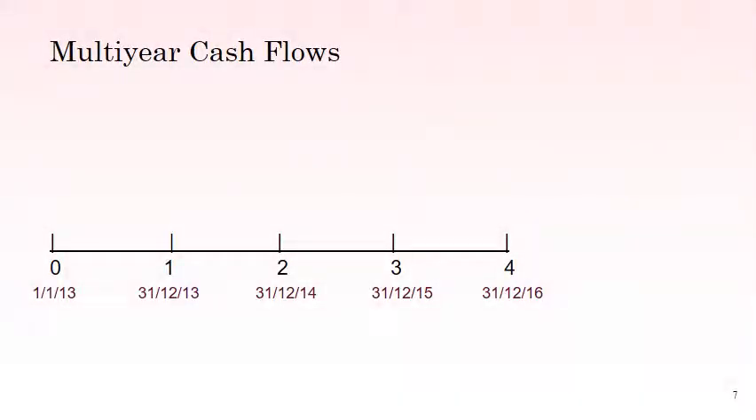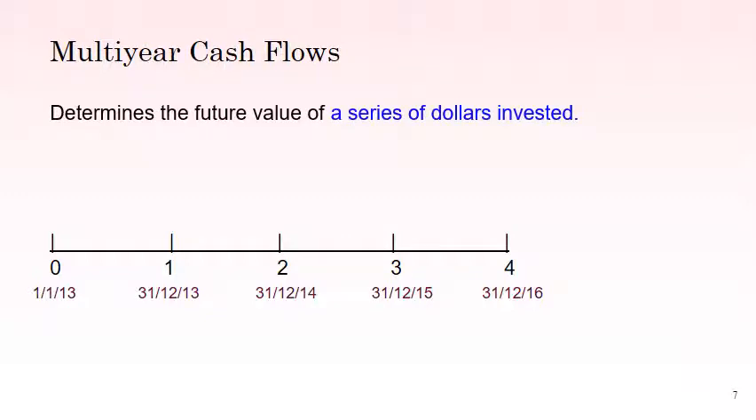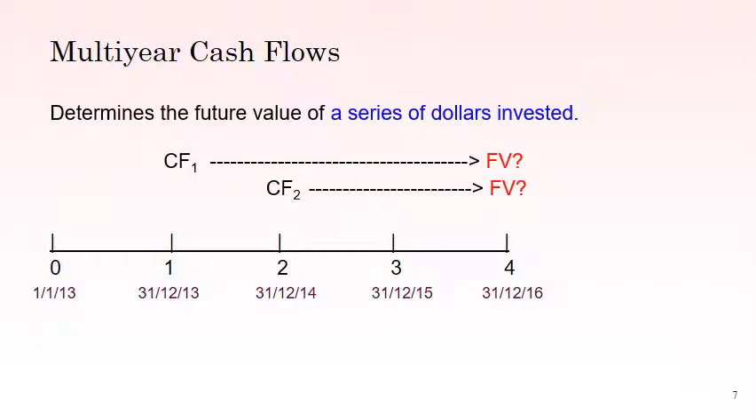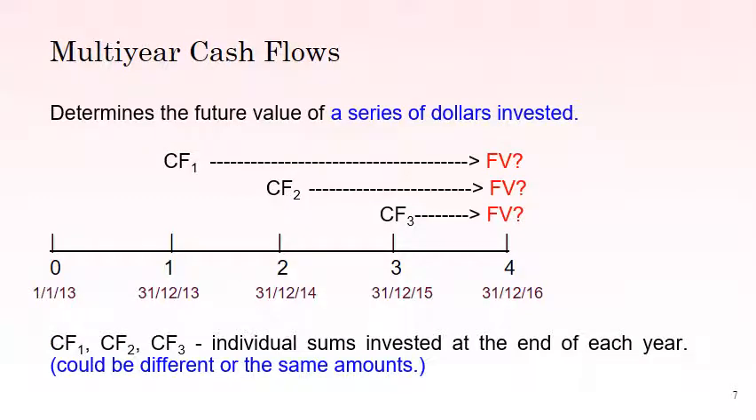Multi-year cash flow determines the future value of a series of dollars invested. So you have cash flow at time 1, CF1, CF2, and CF3. Usually the 3 cash flows are of different amounts. CF1, CF2, and CF3 are individual sums invested at the end of each year. They could be the same or different amounts. After that, you add up all 3 figures, and you find the total future value.